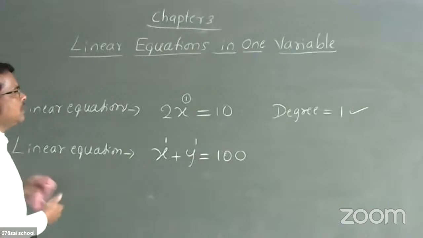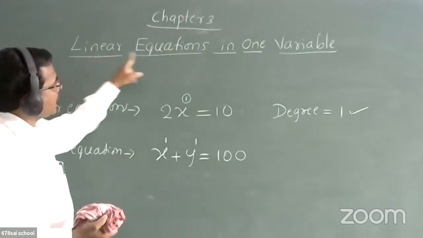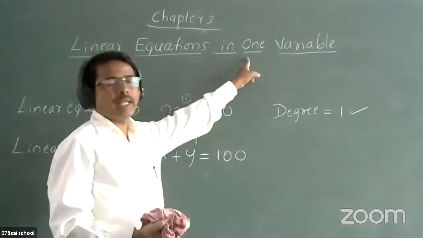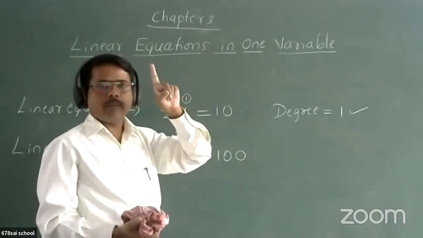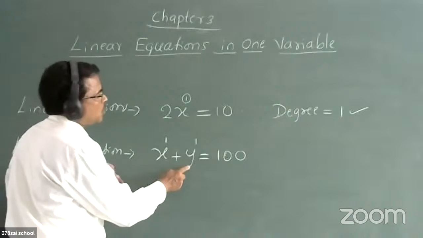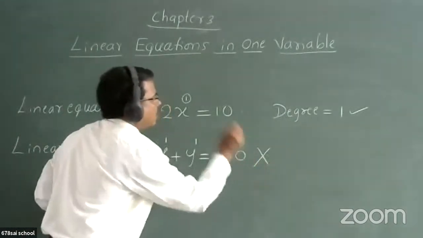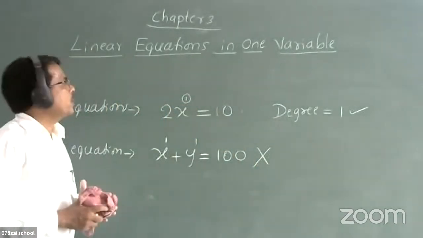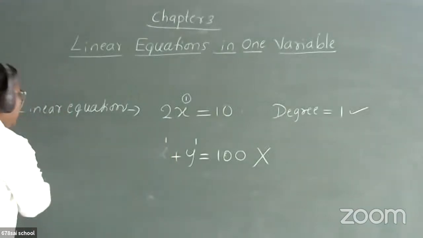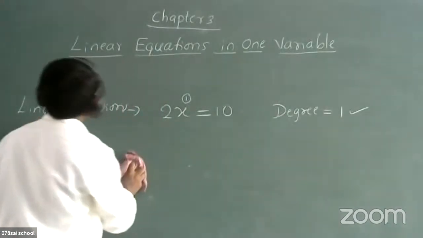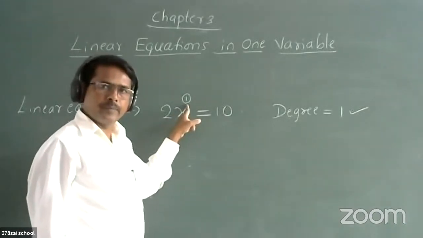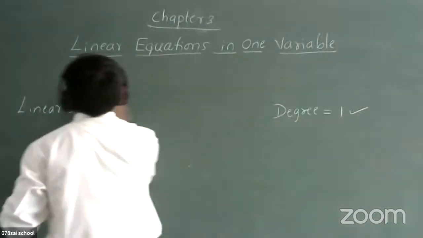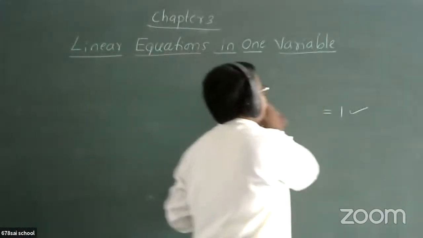But what is the difference here? We are going to study linear equations in one variable. Here x and y, two variables, are there. Right now we are not going to study that. We are going to study only linear equations in one variable. Understood? We shall write, don't worry. You understood this much?